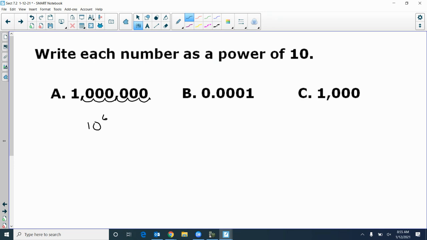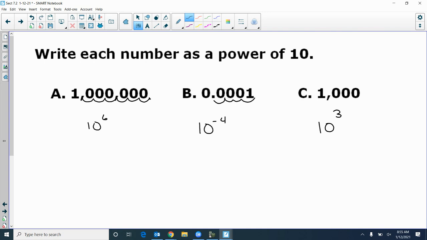Colin? The next one is 10 to the negative 4. 10 to the negative 4th, because you go 1, 2, 3, 4. You got to get back to 1. So it actually has to get in front of the 1. 10 to the negative 4th. And 1,000. 10 to the 3rd. Yep. All right, good. 10 to the 6th, 10 to the negative 4th, 10 to the 5th.